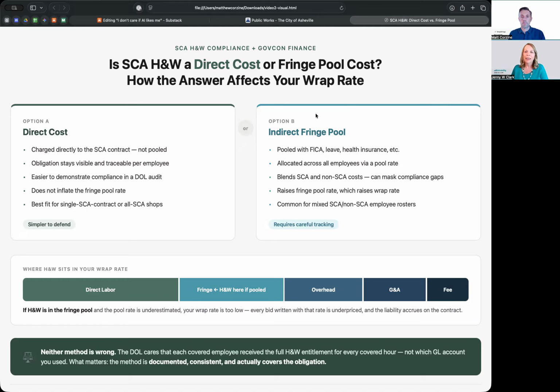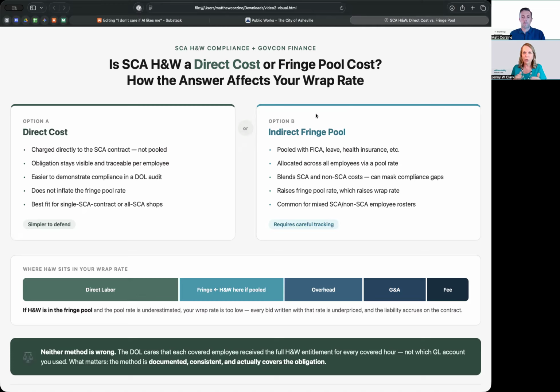Option B, though, is an indirect pool. So health and welfare, and I also see it called cash in lieu if they're paying it as cash, is part of your benefits. What they're really saying is, we just want to make sure that the people on this contract get paid this amount of statutory benefits because that's what the government says they should get. And if you think about indirect costs or fringe benefits, there's usually Social Security and Medicare, there's leave, there's health insurance. You might have all of your employees under the same fringe pool.